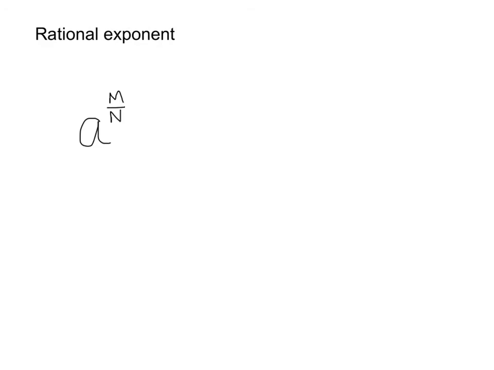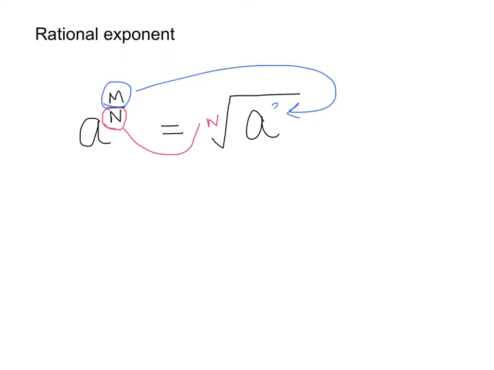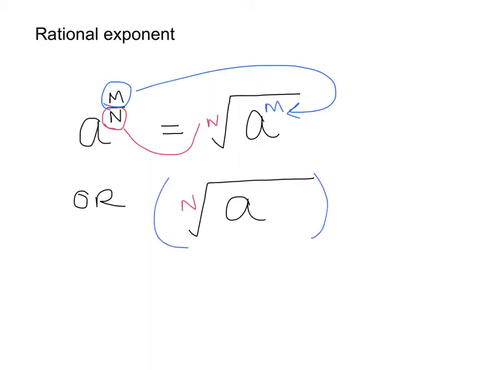If I give you a to the m over n power, you can rewrite that as, and then the bottom number is my index on my radical. The top number stays with the base and goes underneath. That's an m, not a 3. Sorry, guys. Or you could also write it as this, and then do the exponent after you take the root. Either one of those means the same thing.